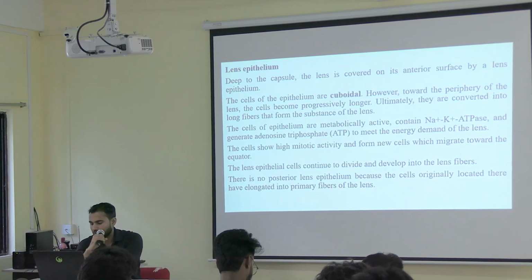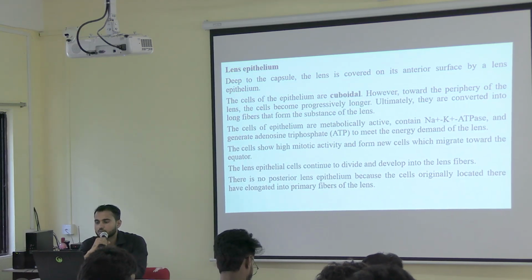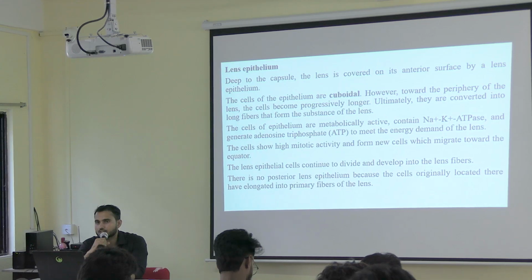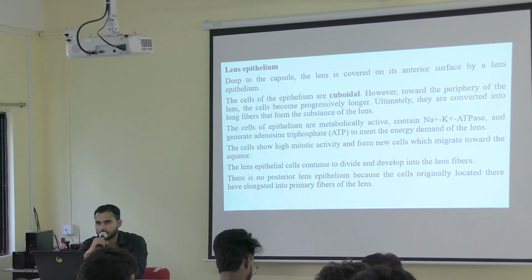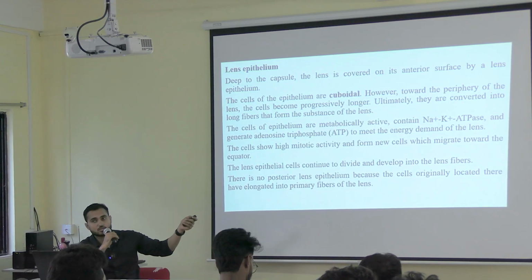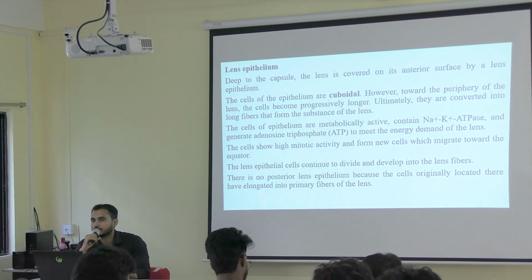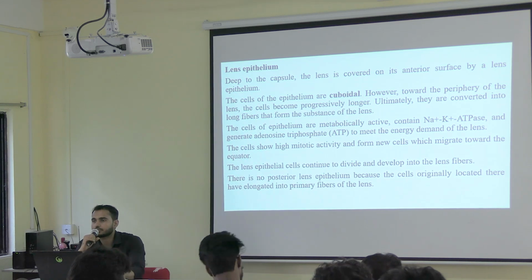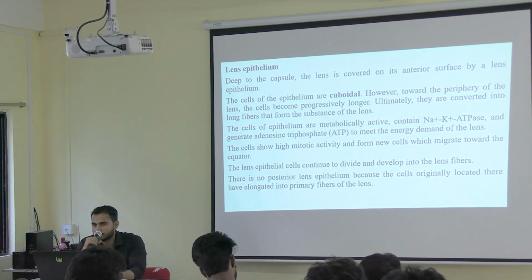Next is the lens epithelium. So which type of epithelium is the lens epithelium? Simple cuboidal epithelium. Okay, and they are present on the anterior surface only. On the posterior surface, the lens epithelium is not present. Instead of that, what is present? Lens fibers are present. Okay.